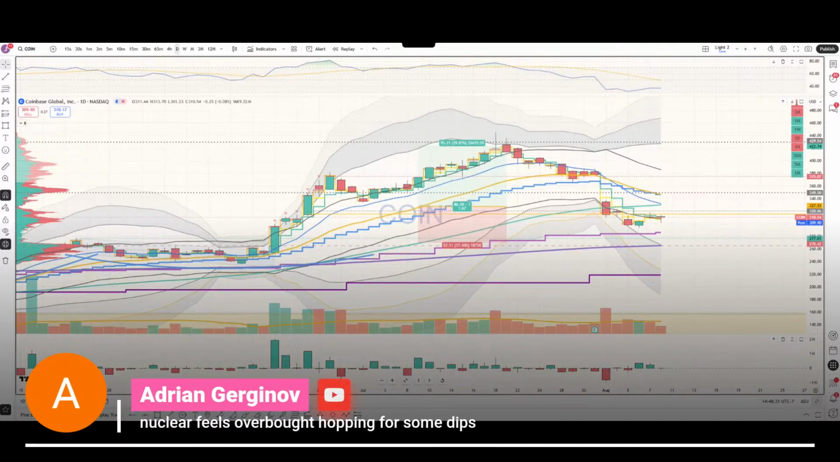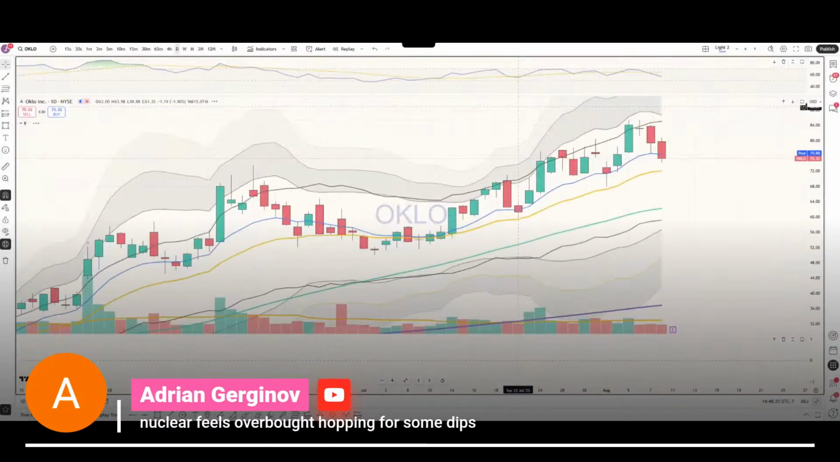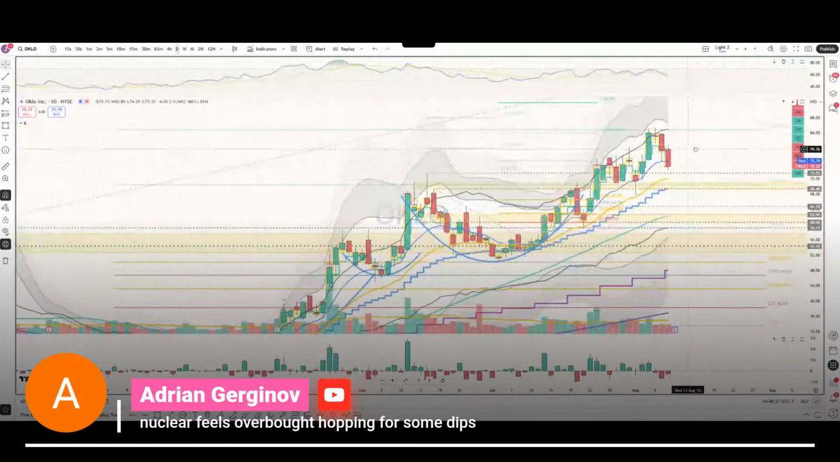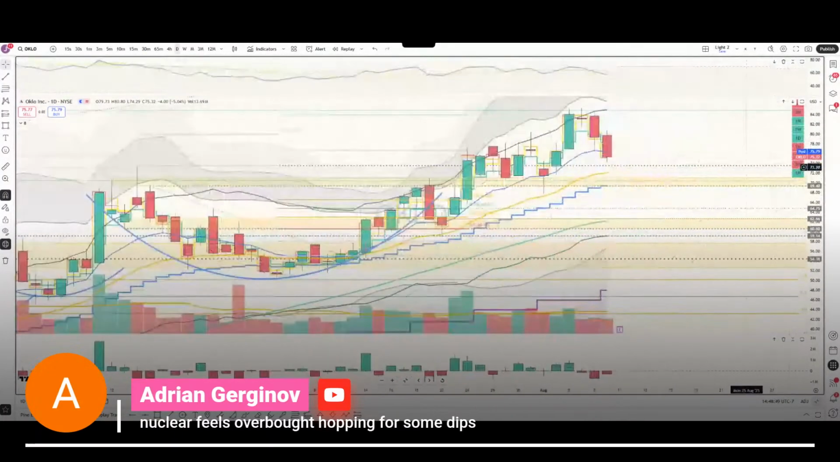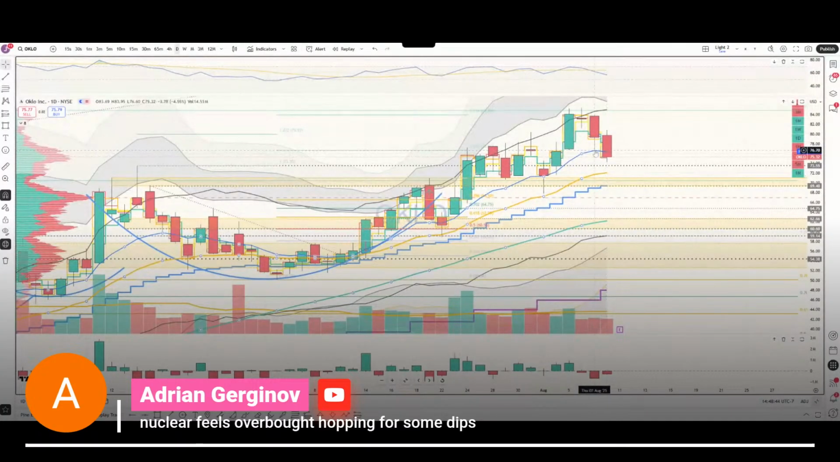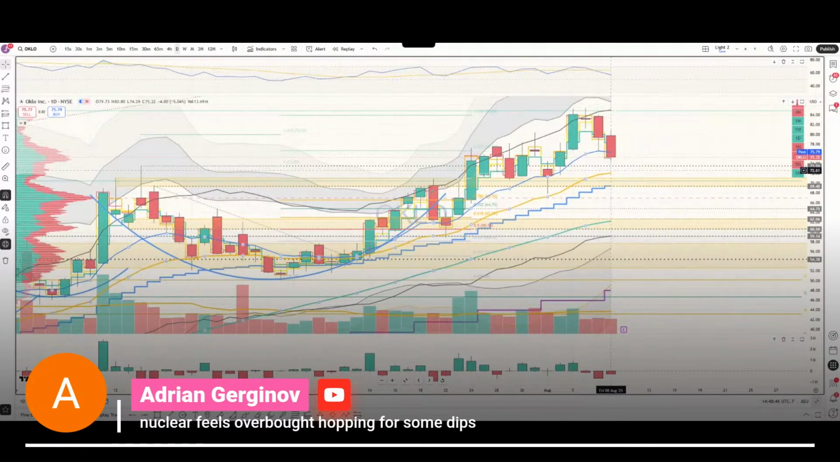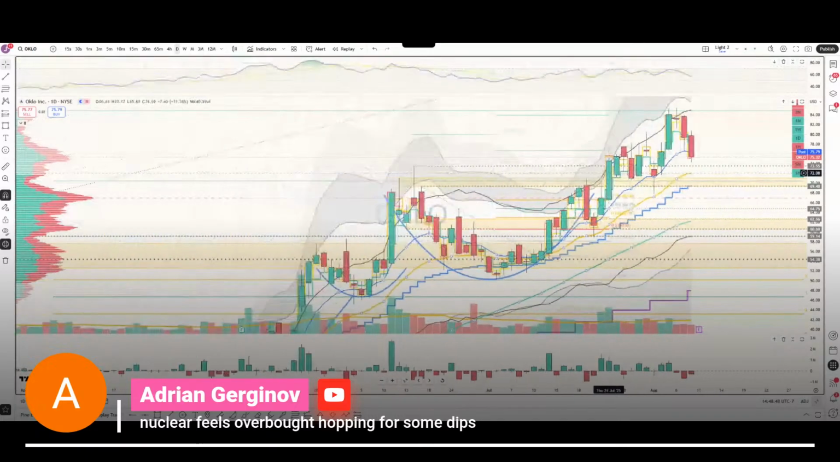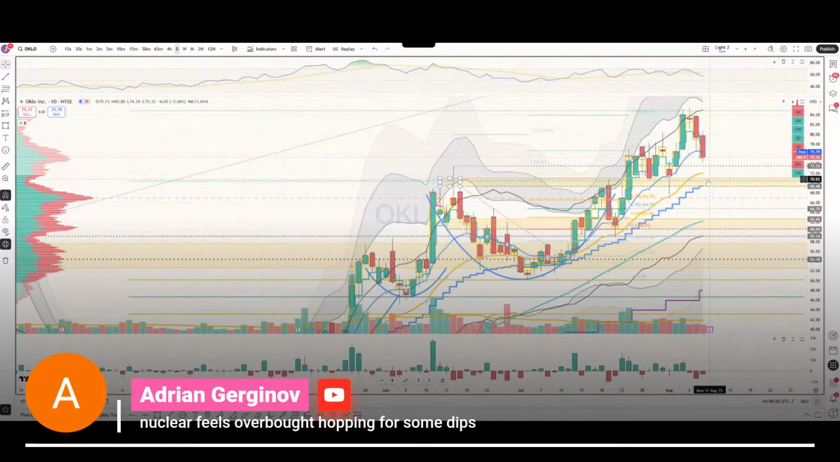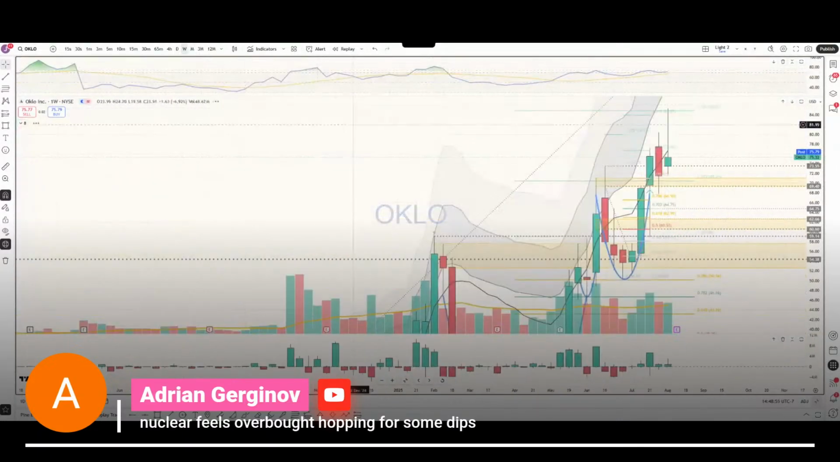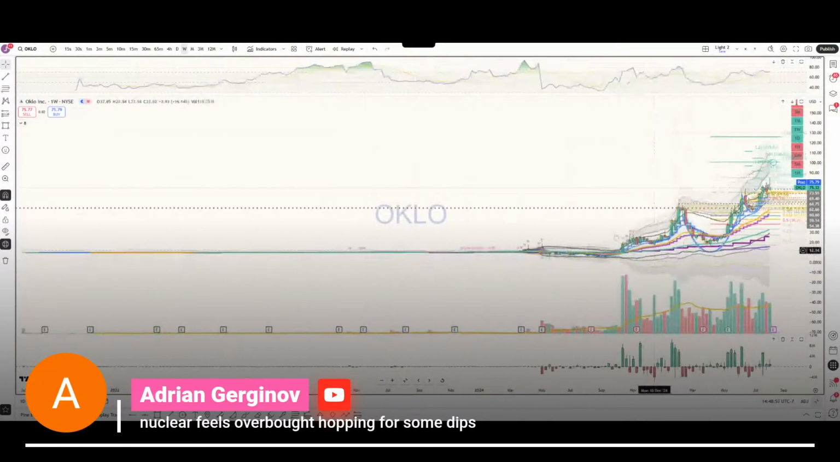Nuclear feels overbought, hoping for some dips. Yeah, absolutely. I'm still in OKLO, but pretty close to getting stopped out. I got stopped out on half of it on the close through there. And if it gets down to here on a close through there, I'll get stopped again, and I'll wait for a back test of this zone, and maybe it undercuts a little bit deeper. But nothing's changed long term.